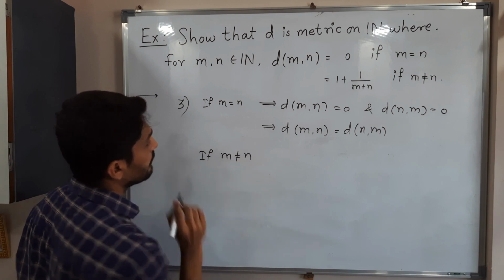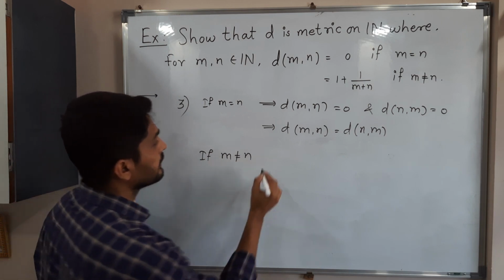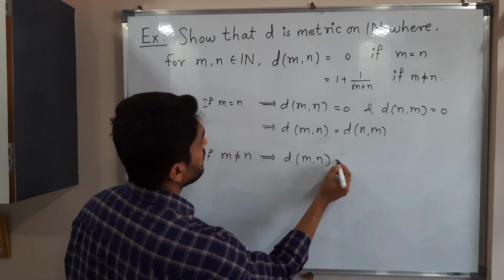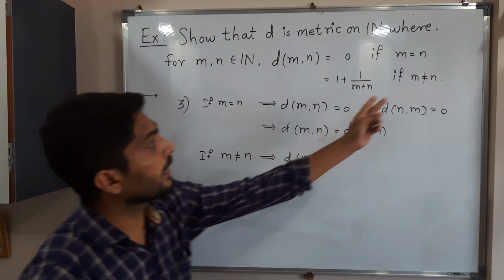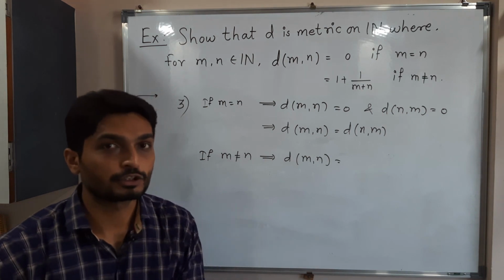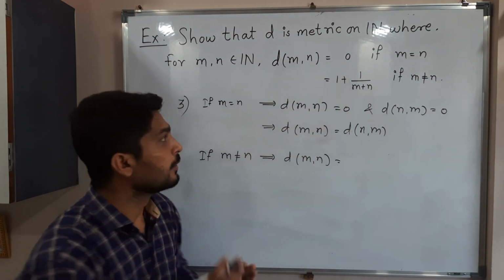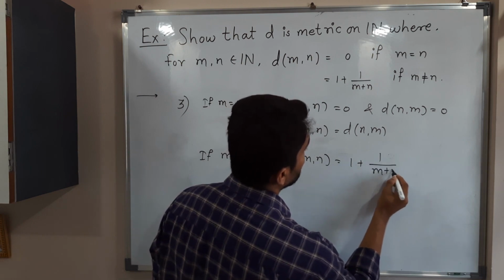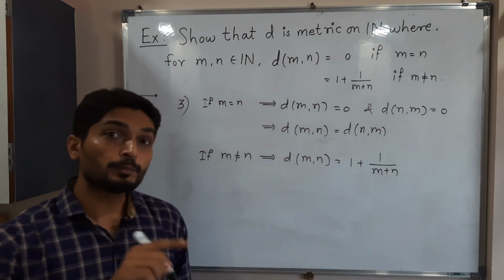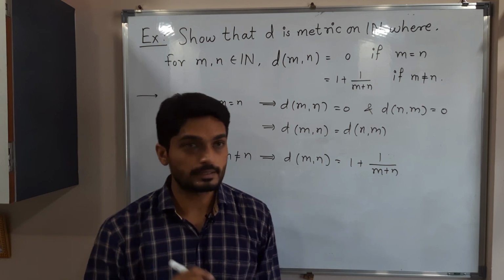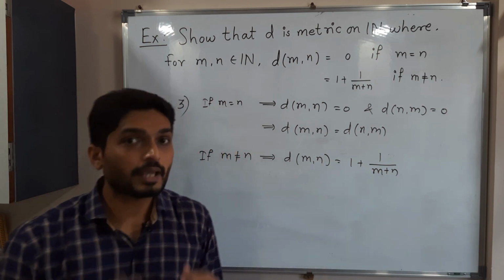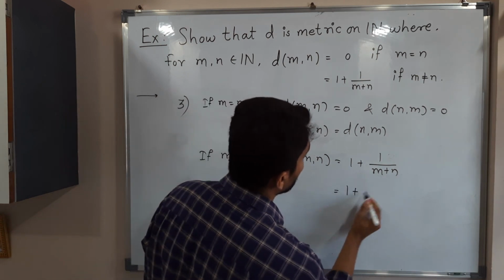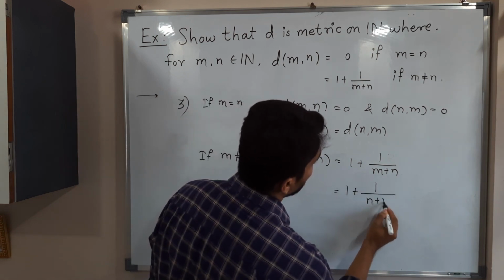M is not equal to n. See what will happen if m is not equal to n, d of m comma n. Here m is not equal to n, so I should follow the second definition. I cannot go for the first definition. What is the second definition? 1 plus 1 upon m plus n. Tell me, can I write 2 plus 3 as the same as 3 plus 2? Yes. So here also m plus n is the same as n plus m. So let us do that. So this is 1 plus 1 upon n plus m.